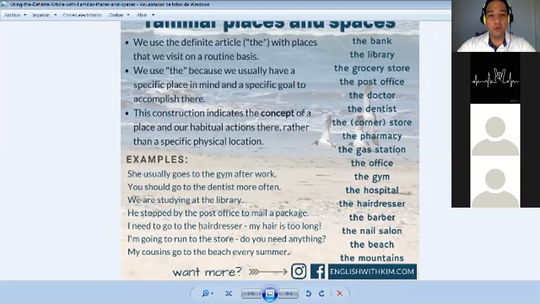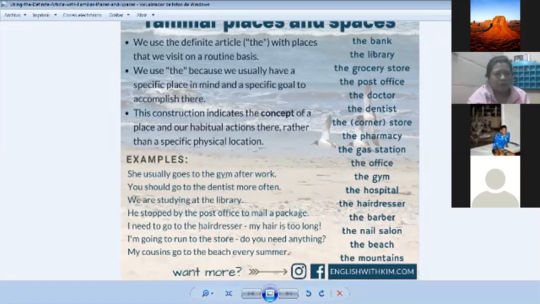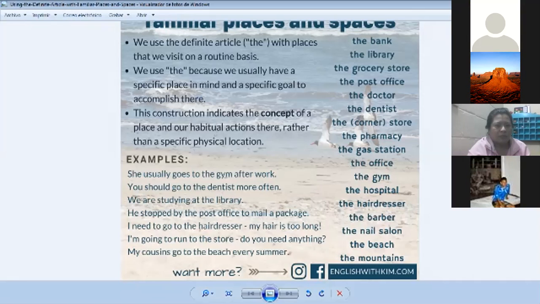Good, very good. Listen, we use the because we usually have a specific place in mind and a specific goal to accomplish there. So we continue. And last one, let's see. Jose, can you help us? You're too quiet. Okay, Jose, hello. He's not there. Felipe. This construction indicates the concept of a place and our actual action there, rather than a specific physical location. Excellent. Very good.